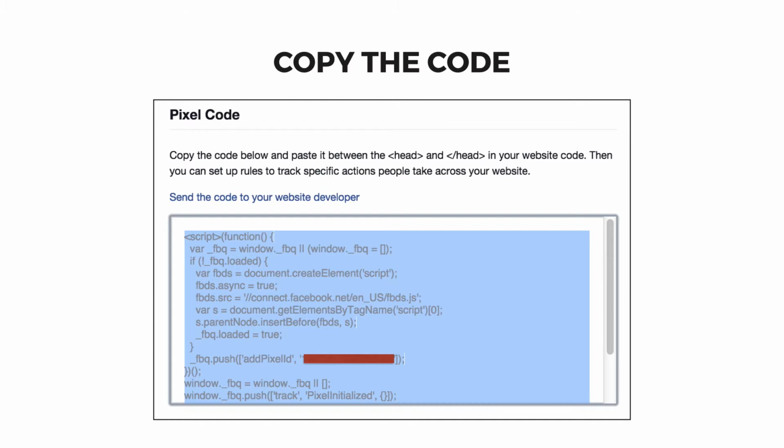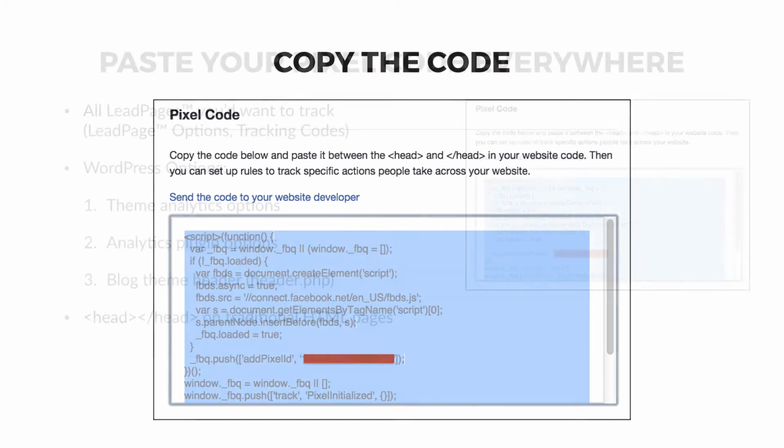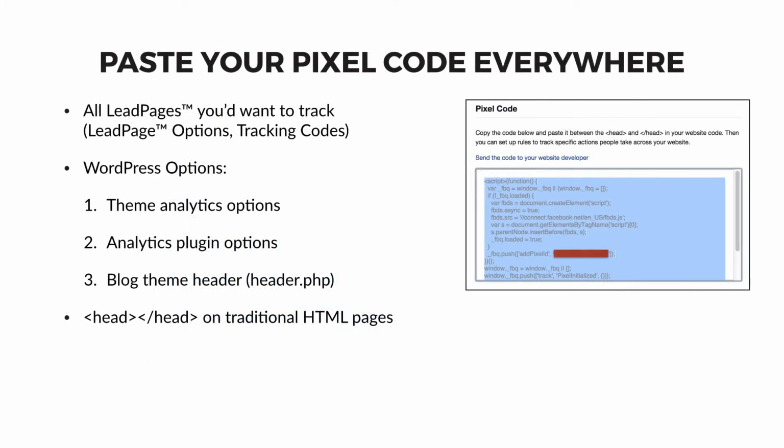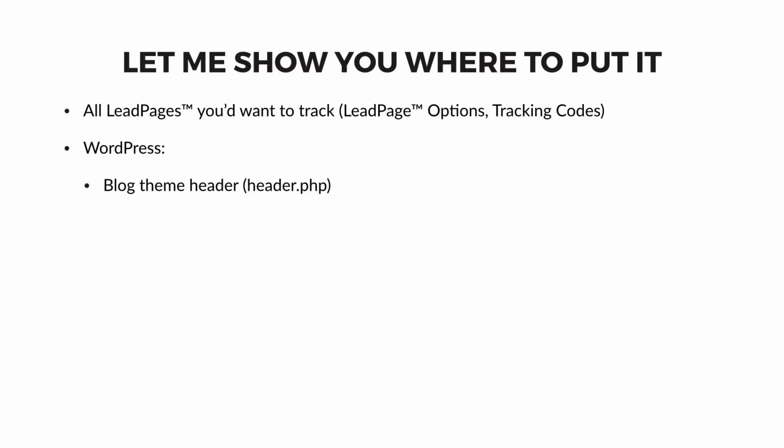but instead of placing this code on thank you pages, your custom audience pixel needs to go between the head tags of every web page that you own. This includes all your lead pages, your WordPress site pages, or any conventional HTML pages that you have. If you're working with a webmaster or a virtual assistant, send them this code to do this for you. But if you're doing this yourself, I'll show you two of the most important places to put the code now.